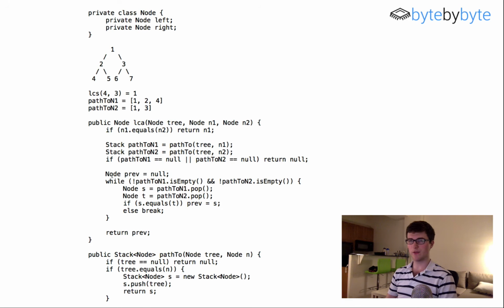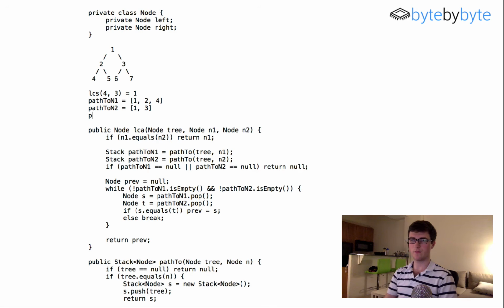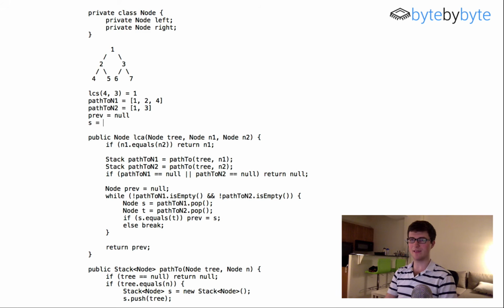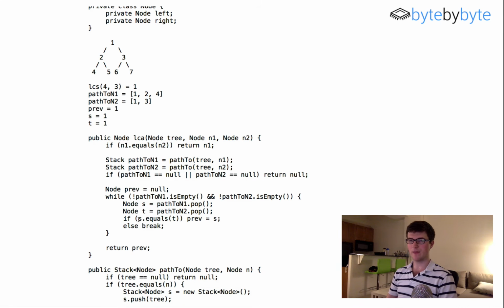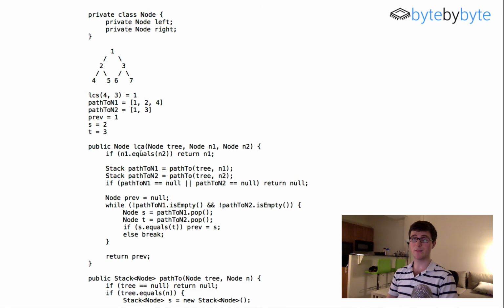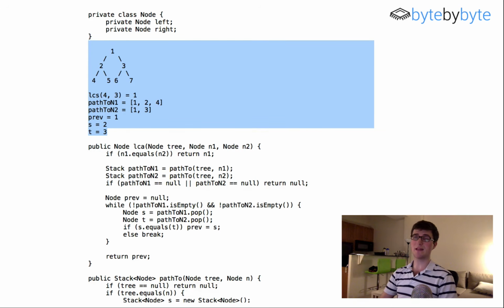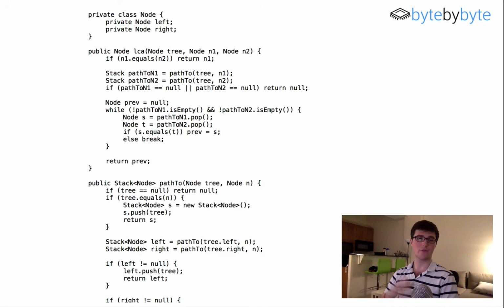So now what we want to do is we're going to come down here. Neither of them is null, and so prev equals null. And so we're going to say that S equals 1, T equals 1, and they're equal. So we're going to set prev equal to 1. And then we're going to continue, and now we're going to say S equals 2 and T equals 3. And now they're no longer equal, so we're going to return prev, which is equal to 1. And that's what we expect. So hopefully that made sense. That's a quick overview of running through the code.